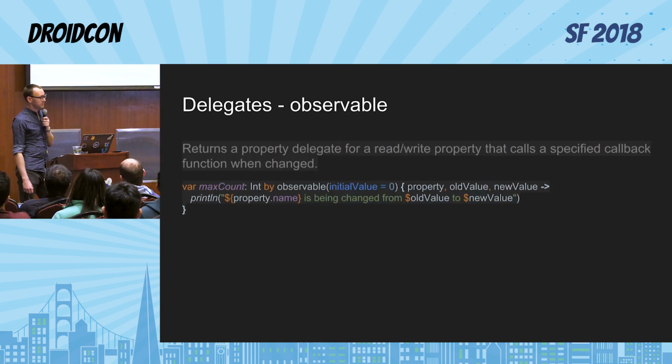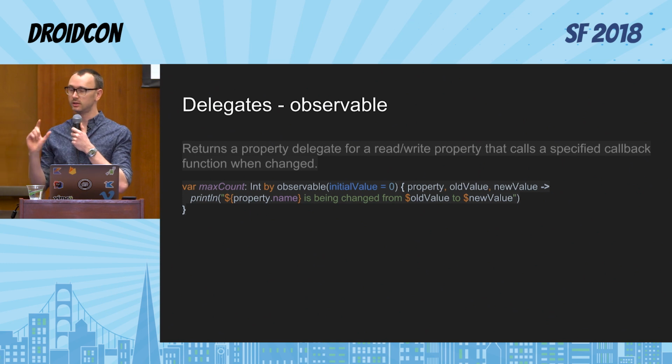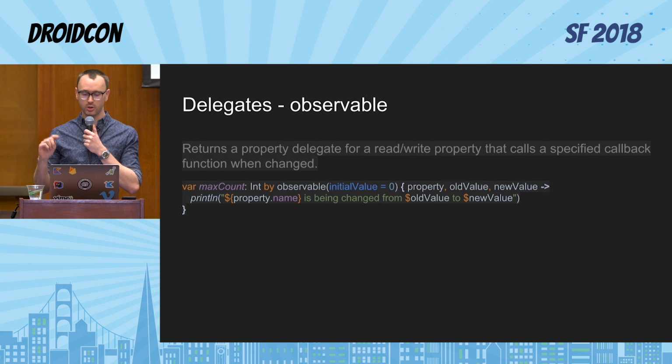So observable is in a class called Delegates, uppercase D Delegates. So it's Delegates.observable. You'll import it and use it like this. It takes 2 arguments. It takes an initial value, and it also takes a lambda. And that lambda will take the property, the old value, and the new value. So now every time that this value changes, your lambda gets executed. You can see the old value, you can see the new value. So a good way to sort of drive one property off of another property, if you want to do something like that.